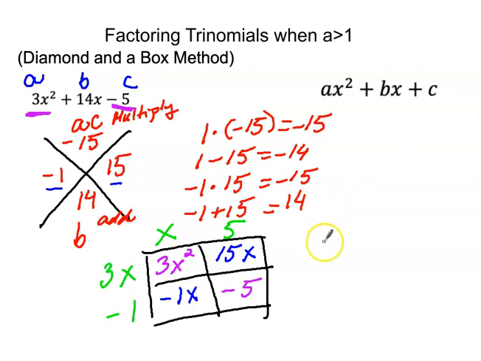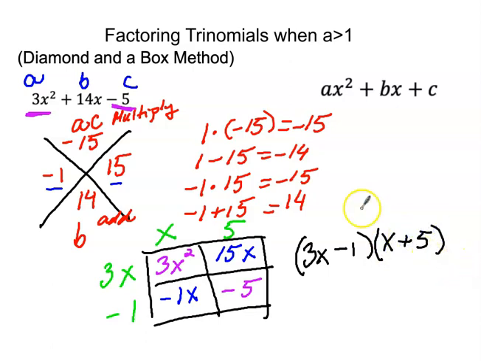Okay, so now we're going to write down what we got as two factors. We get 3x minus 1 times x plus 5, and that is gonna be the answer. So let me just write it here. It equals 3x minus 1, this is x, times x plus 5. All right, so we did factor the quadratic expression using the diamond and box method.